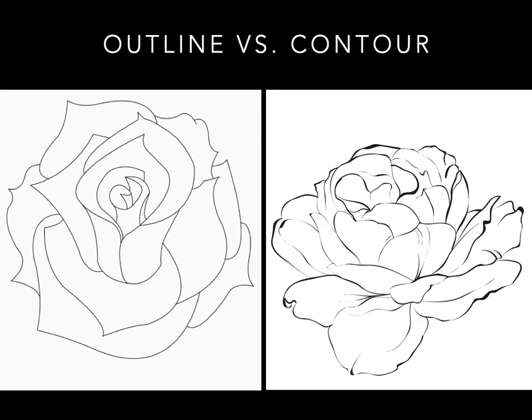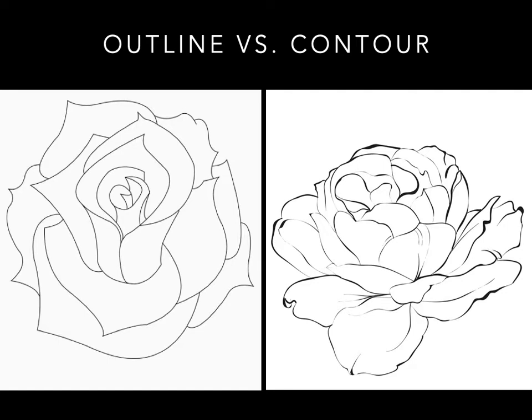However, on the right-hand side, we have a contour line drawing of a rose. Here, we have a clear representation of how the rose would exist in space itself. So we have the three-dimensional recorded boundaries, the way that the petals fold up and back and down and around themselves. We have a clear understanding of how each petal exists within space. That is the clear difference between outline and contour.